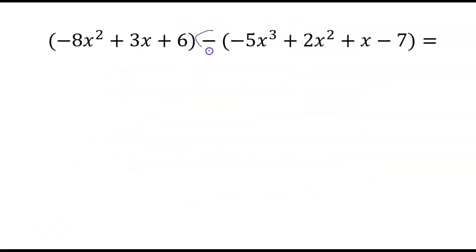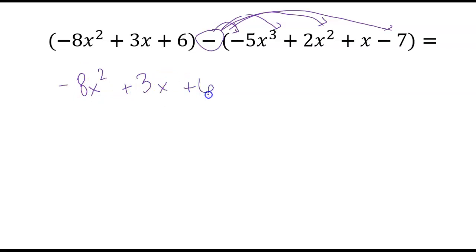Okay, again, subtraction between, so I'm going to carry that negative to all the terms that come after it, in the second set of parentheses. So -8x squared plus 3x plus 6. If I have minus a -5, that becomes plus 5x to the third. Minus 2x squared. Negative times a positive is -x, and then negative times a negative is plus 7.